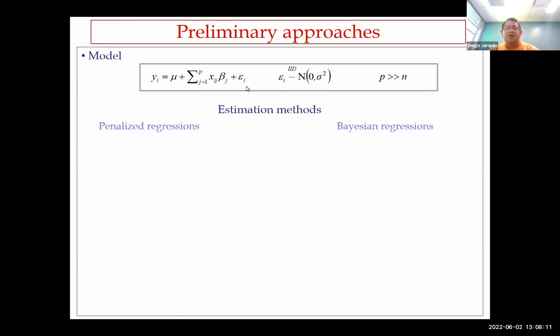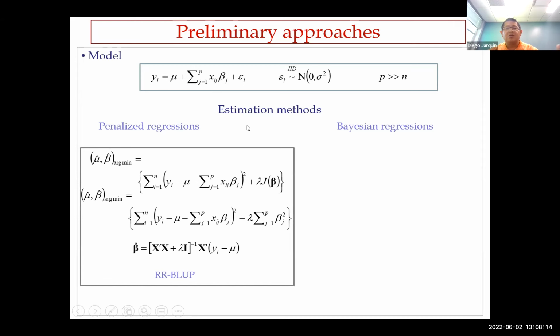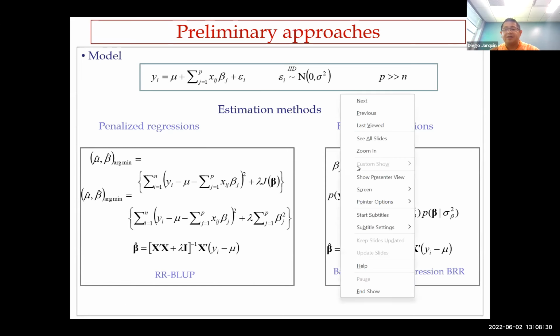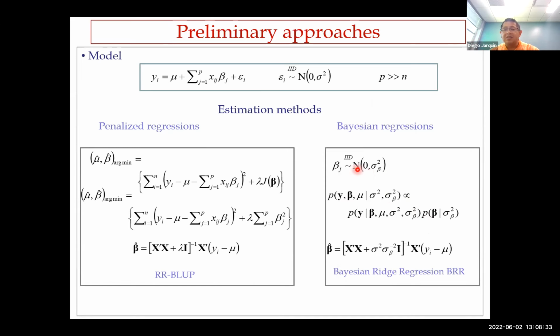Some assumptions on the errors. So on the side of the penalized regression, we have a problem where it's a trade-off between model goodness of fit and model complexity. On the other side, in the Bayesian regression, we have a prior for the effect of the markers. But when we check the solutions, they are somehow equivalent. The solution based on the penalized regression is quite similar to the solution for the mode based on the Bayesian ridge regression.